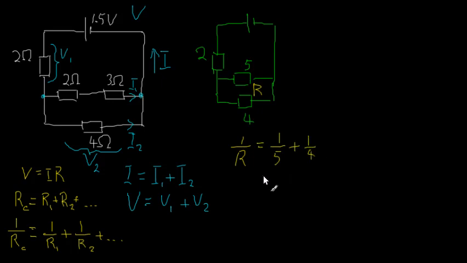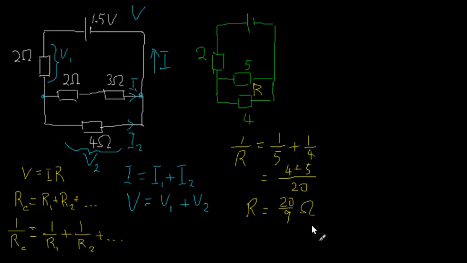Okay, if I add this up, I'll do 5 times 4 is 20, and 4 times 1 is 4 there, plus 5 times 1 there, which is 5 there. And therefore R is equal to 20 over 9 ohms.